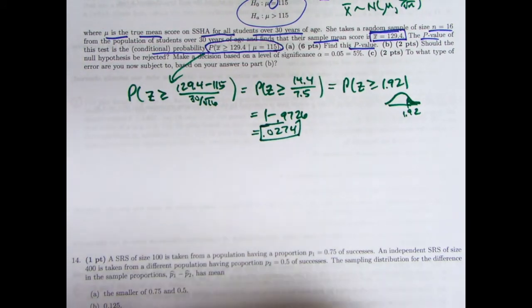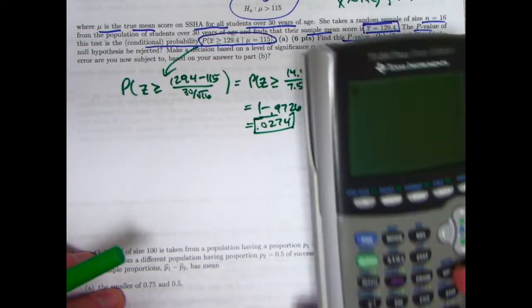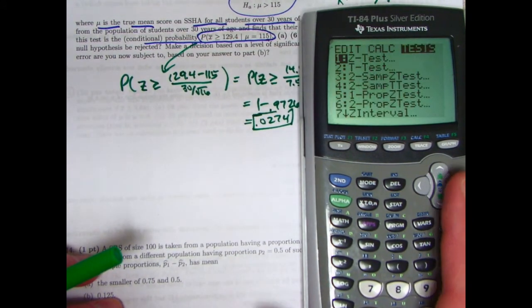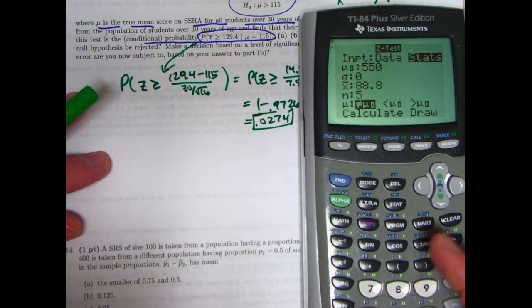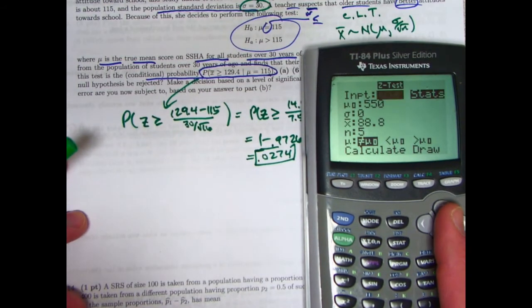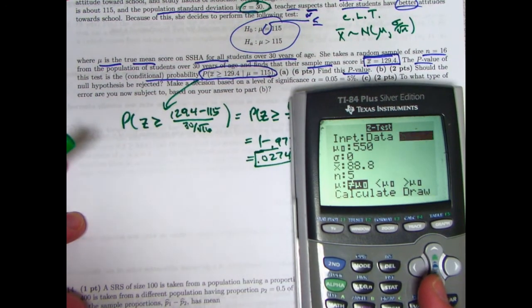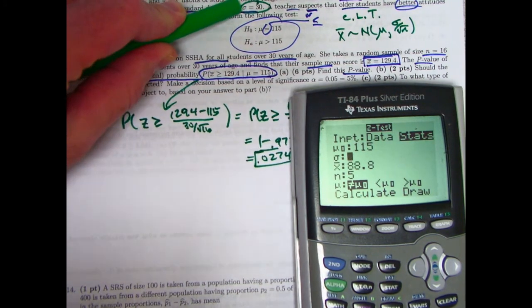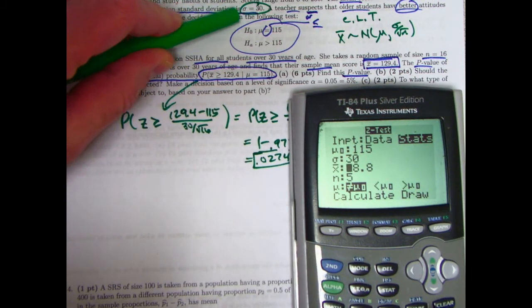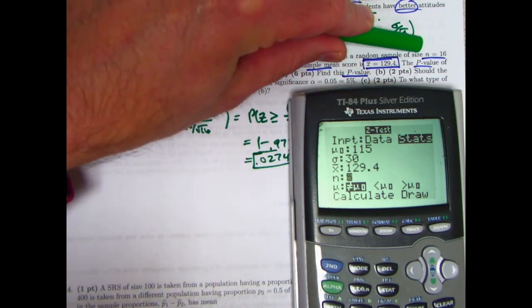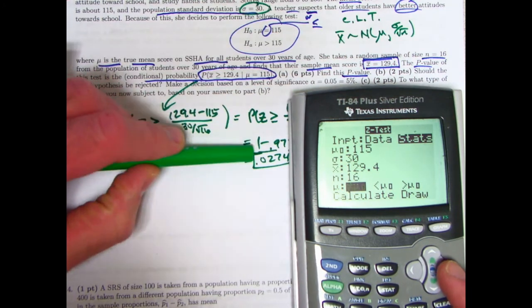Let me just show you how to do this also with the TI-84. So we are in a situation where we are doing a test that is a z-test, a one-sample z-test. We don't have the original data here. We instead have statistics. We've got x bar, for example, and we've got sigma. The null value is 115. That goes right here. Sigma is 30. X bar is 129.4. N is 16. And we are doing a right-tailed test.